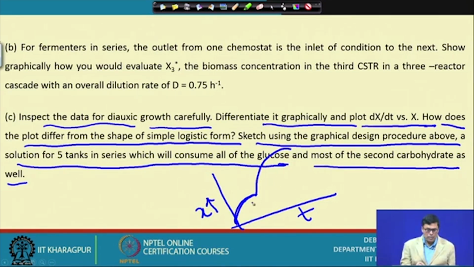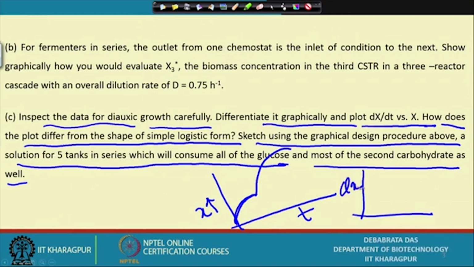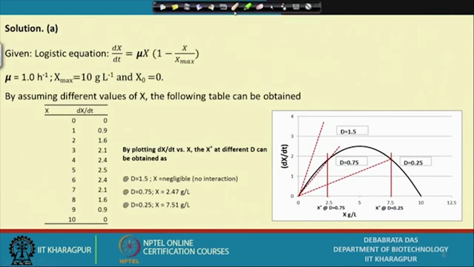So during this diauxic growth, what will be the nature of the graph if we plot dx by dt versus x? That we shall have to find out, and then we shall have to find out graphically under what circumstances, if we use 5 tanks in series, it consumes not only the first carbon source but also the second carbon source. Now this is the solution that we have. The logistic equation that has been given is dx by dt equals mu x (1 minus x by x max).